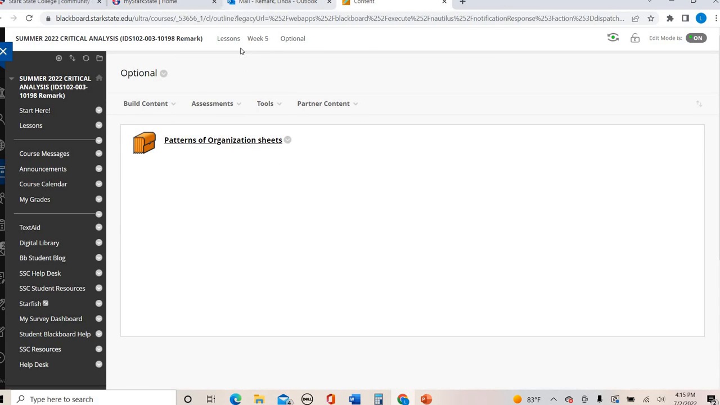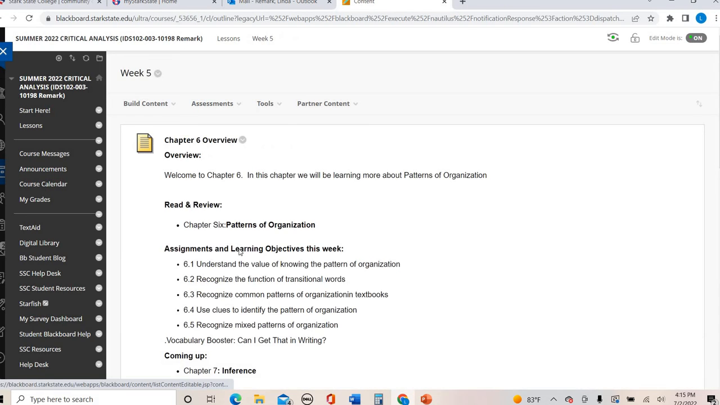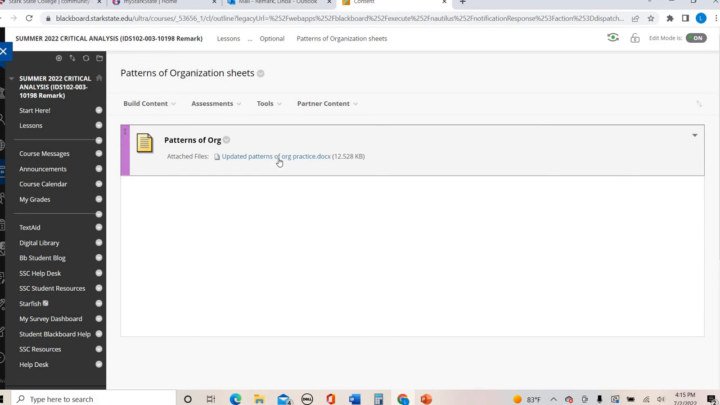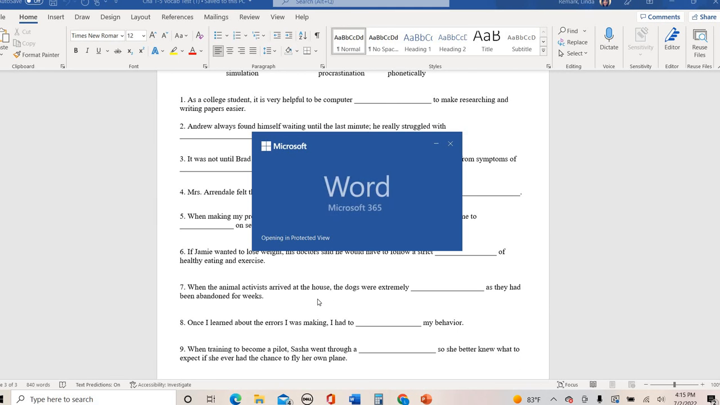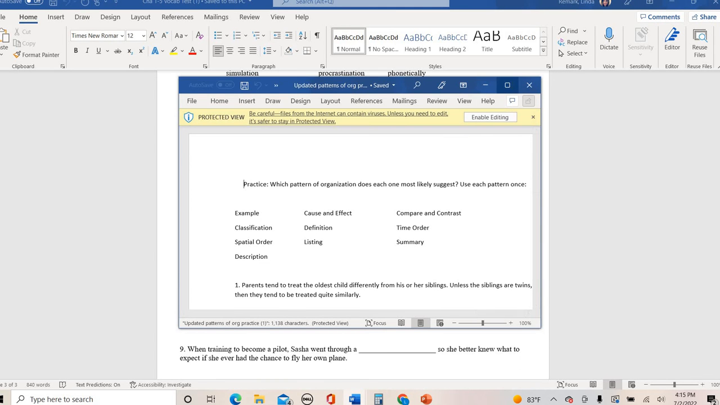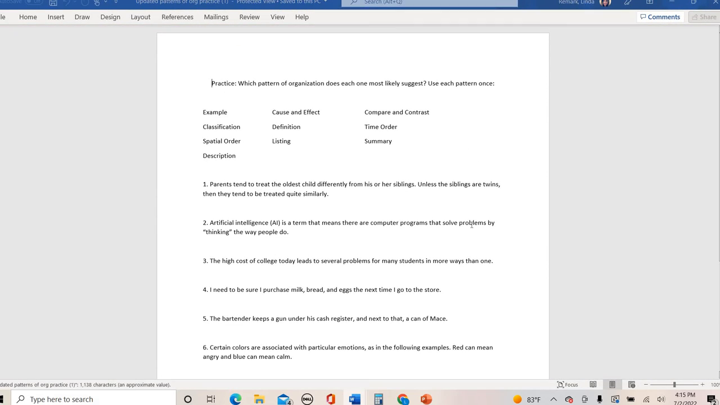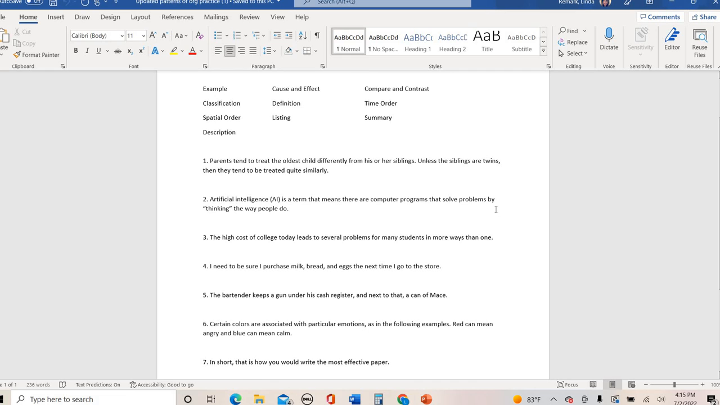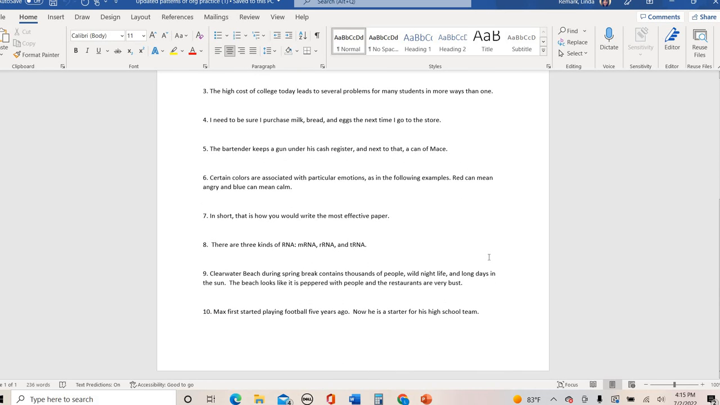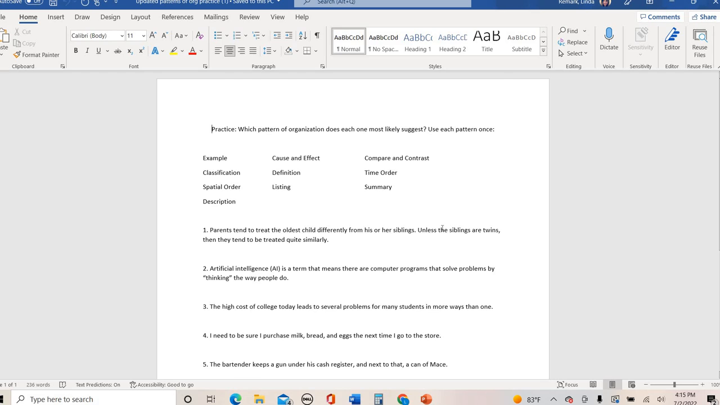So I encourage you to go into your week 5, into your optional folder, and there is a practice. If you want to fill it out and send it to me, I can give you some feedback, see how it's going, and I will be happy to do so. This one's fairly quick. There's only 10. You have a word bank and you just match them up. And it might be helpful to test to see how it's being used. I'm going to do the first one with you anyway.